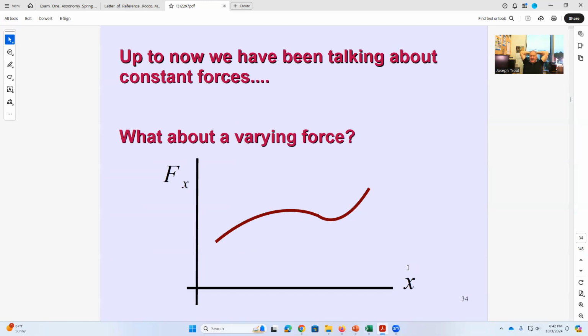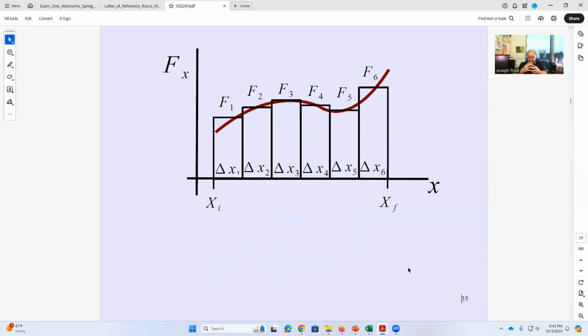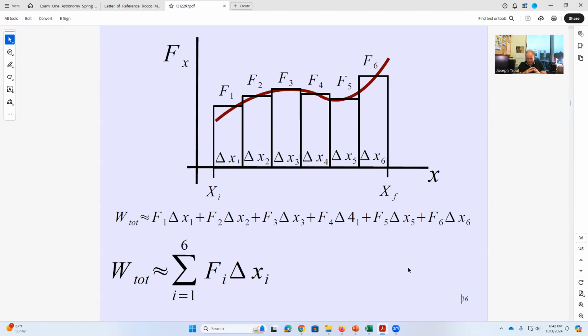If we don't have a constant force, we have a varying force, what we do is just break up our force into little chunks of force, and take them over a small area. This is just the integral under the curve. So if we have a varying force, we can just take the integral under the curve and we find out what the work is.